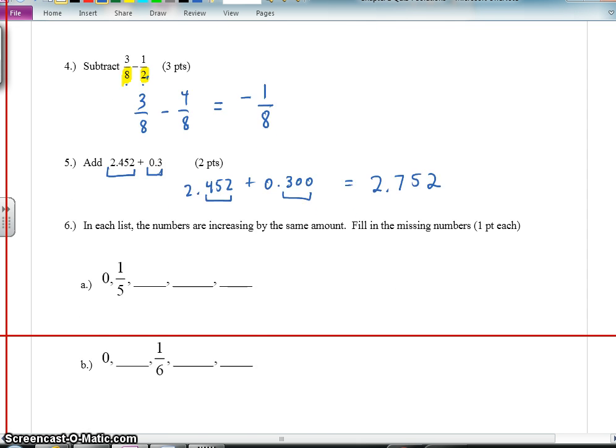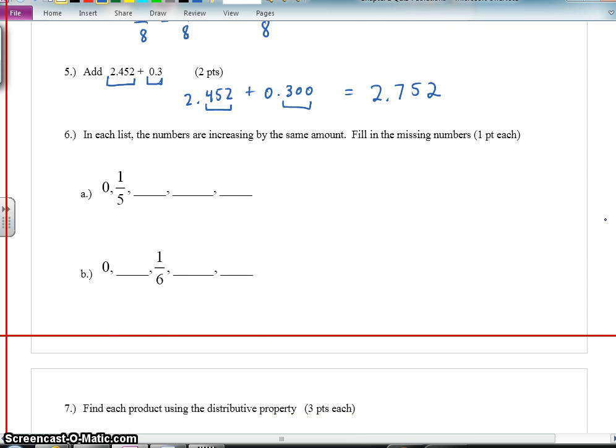All right, number 6. This caused a lot of trouble. In the list, numbers are increasing by the same amount. We have to fill in the missing numbers. So I guess what we should see is that we're going up by 1/5 from 0 to 1/5. So if I go up by another 1/5, I get 2/5. And then 3/5, and then 4/5. Okay?